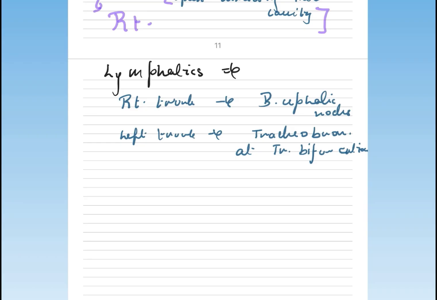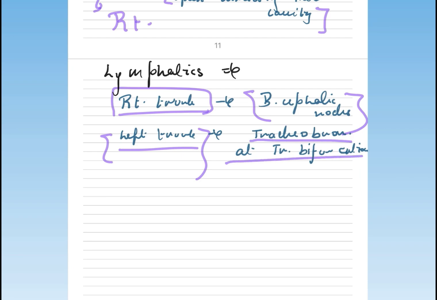There are 2 trunks of the coronary arteries and hence 2 trunks of the lymphatics. The right trunk travels with the right coronary artery and drains into the brachiocephalic nodes, and the left trunk drains into the tracheobronchial nodes at the tracheal bifurcation.